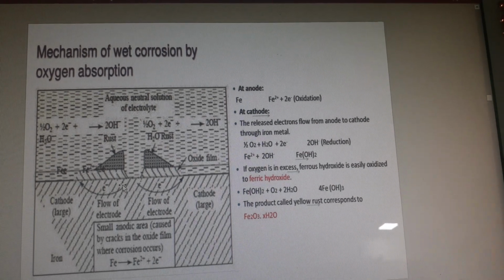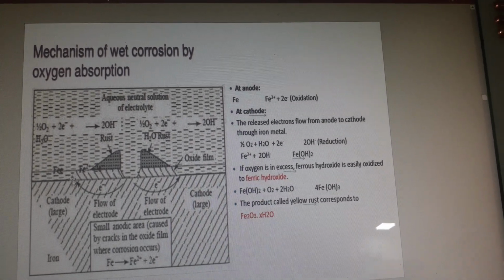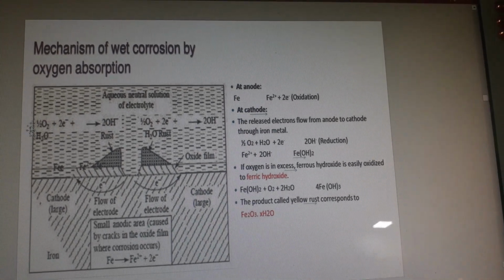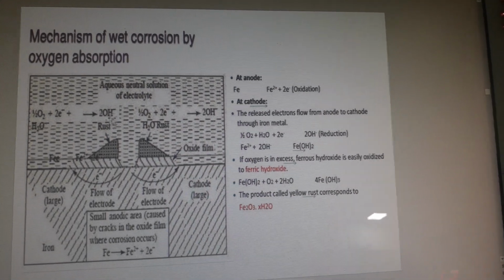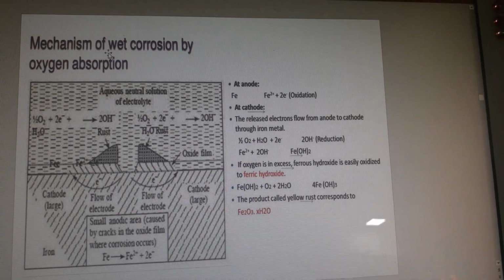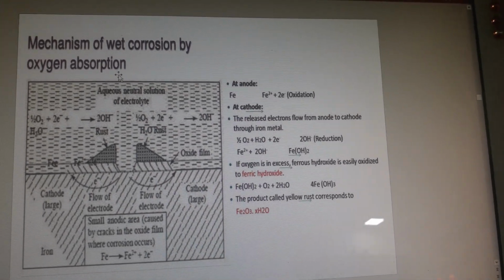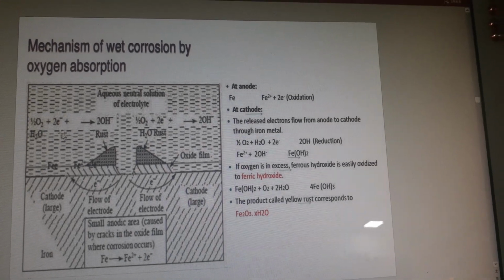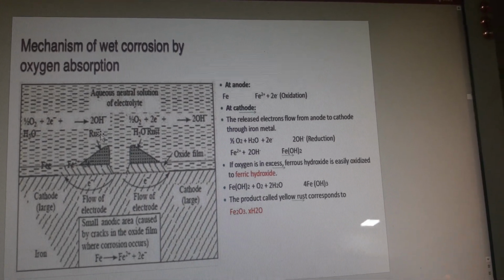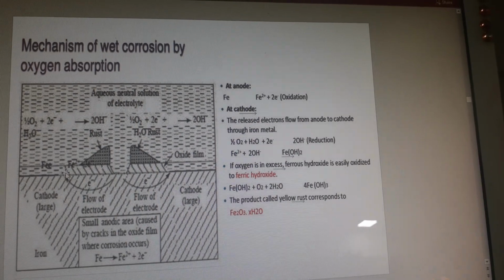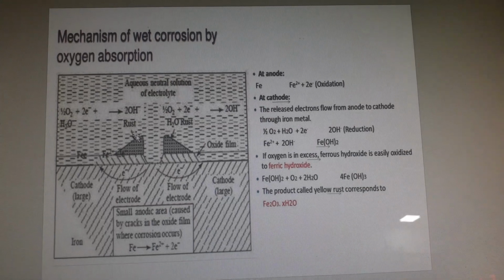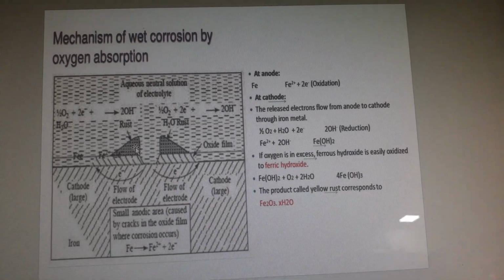Right? Now these electrons, as you can see by the upward arrow, move upwards, and these electrons are absorbed by the oxygen to form hydroxyl ions. This is why we call this mechanism oxygen absorption, and it is satisfied by this reaction, that is, oxygen reacts with the electrons to form hydroxyl ions. Now these Fe ions and the hydroxyl ions combine together, and rust formation takes place.